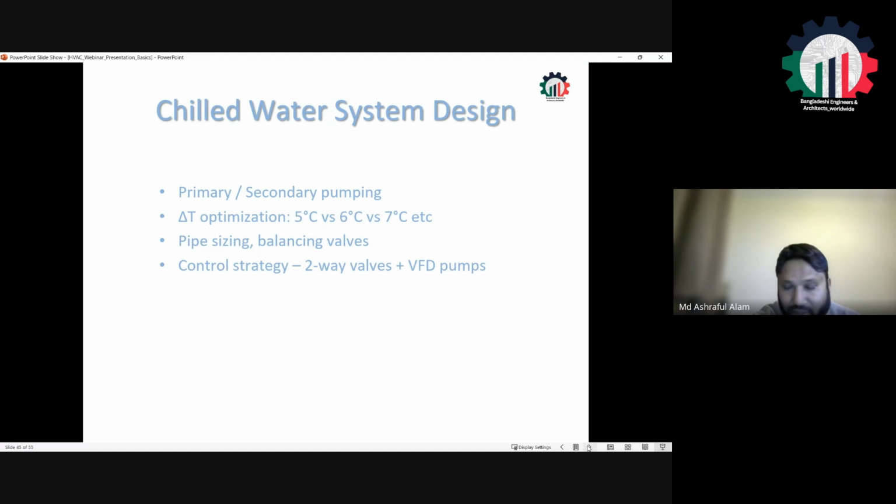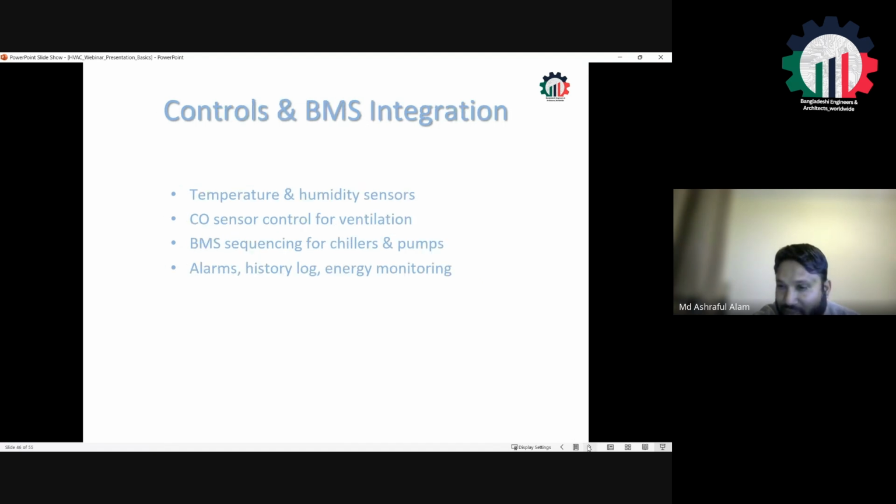Even if I explain, I think people will forget this one. Controls and BMS integration, that is what I explained.